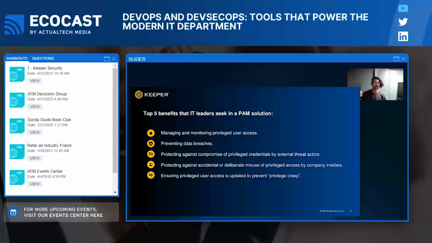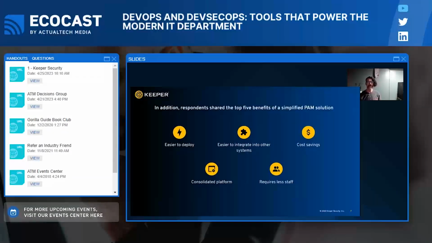In addition to the respondents, they wanted to simplify the solution in this manner. Easy to deploy. Yeah, that's kind of like a number one when I think about solutions in my organization. Is it easy to deploy? Because if it's not, I don't know if I want to get into that. I don't have time for that right now. I don't have the staff for that right now. Easier to integrate into other systems.